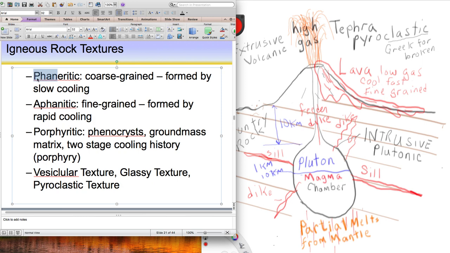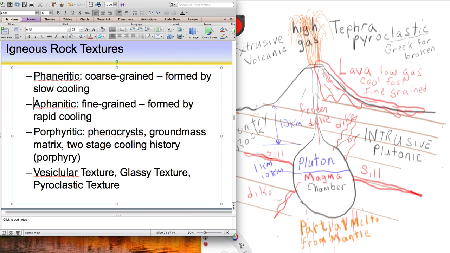For example, when we talk about the Phanerozoic eon, it's visible life. You can see fossils, right? So phaneritic in this case means you can see mineral grains. They're easy to spot, right? So it's coarse grain, and it formed from slow cooling. That would be like a granite, because granites have big crystals in them, and that's why people like having countertops made out of granite, because they have pretty crystals, because you can see the minerals, right?